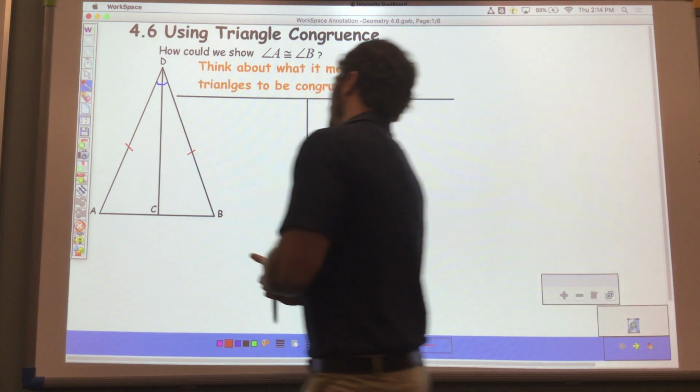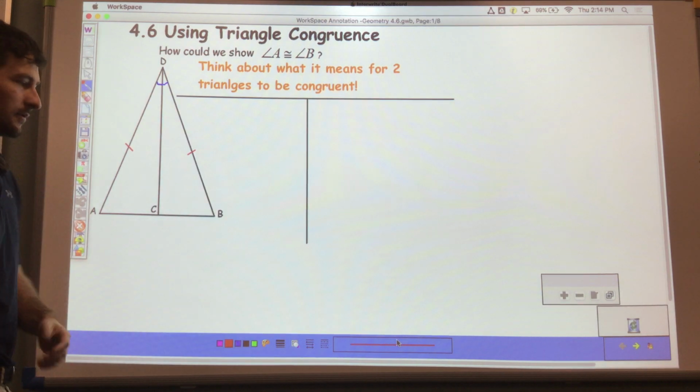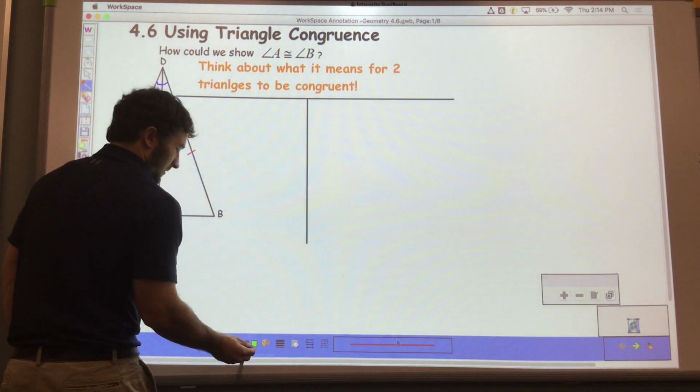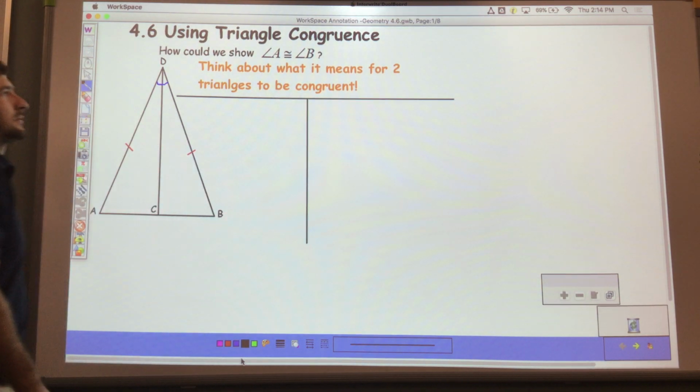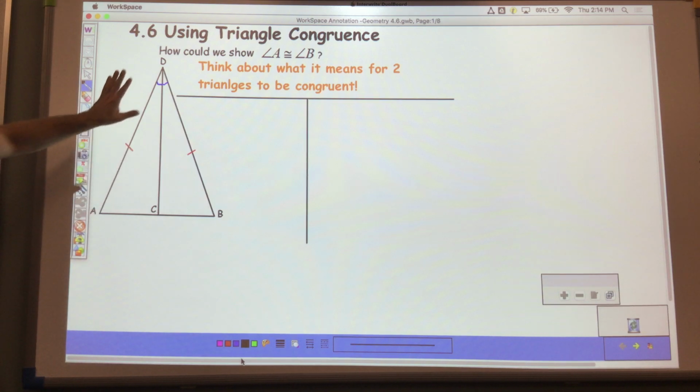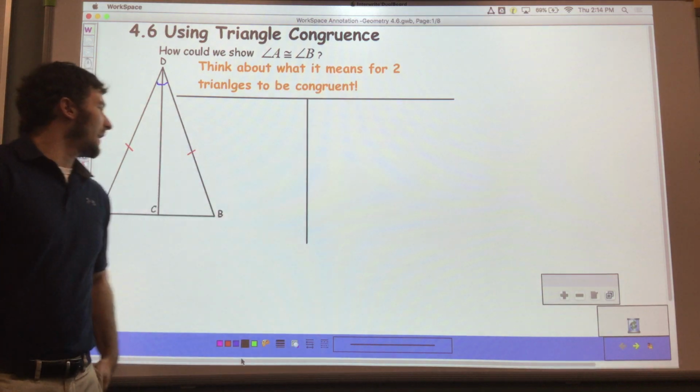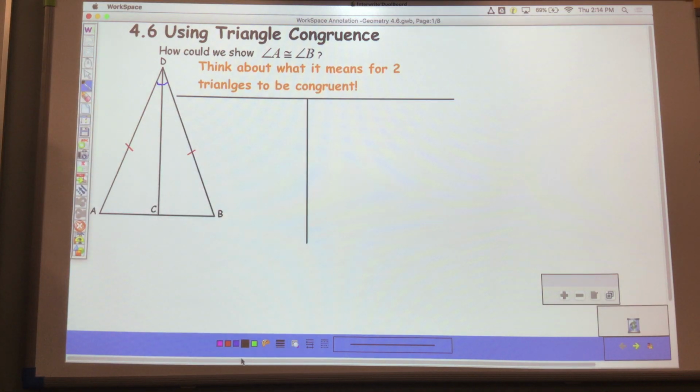Right? And you'll be happy to know this section is all about proofs. Yay! So we're going to start this one and end this one with a proof. It's asking us, how can we show that angle A is congruent to angle B?